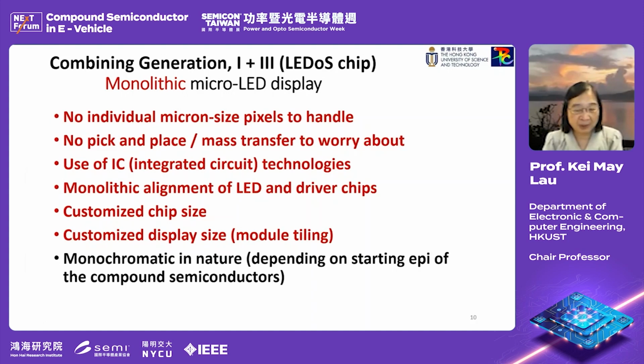The alignment is between your LED array and your CMOS driver chip, or you can use a TFT. Then you can customize the chip size and the display size, and you can do module tiling, just like the big TV companies are doing. Unfortunately, it is monochromatic in nature, depending on the color of the compound semiconductor you start from.